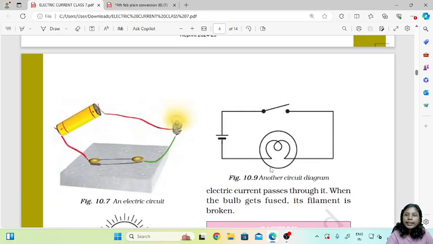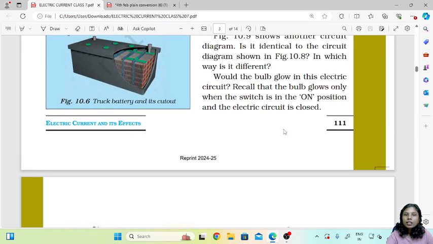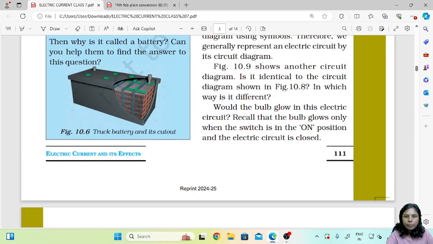So let's try and identify what the things here are. This is the electric cell. This is the bulb and this is the switch. Now let's see in which position this switch is. This is in the off position because these two dots are not connected by the line. So there is no flow of current.